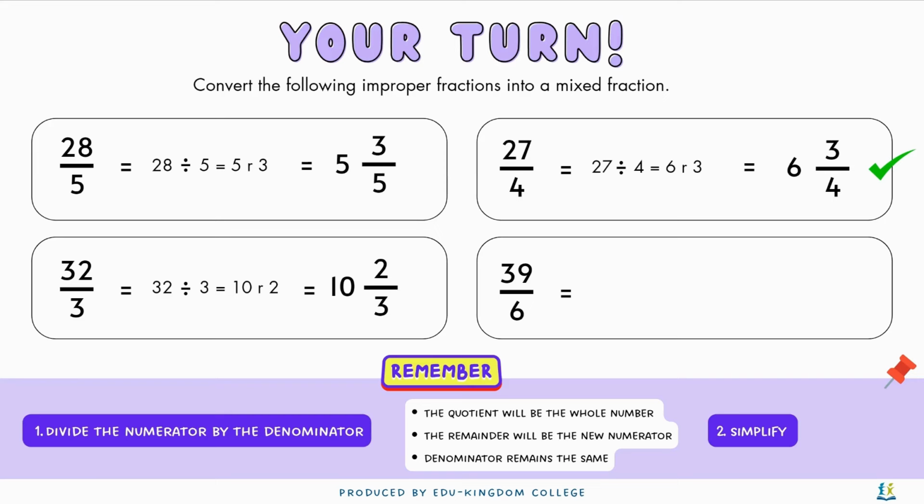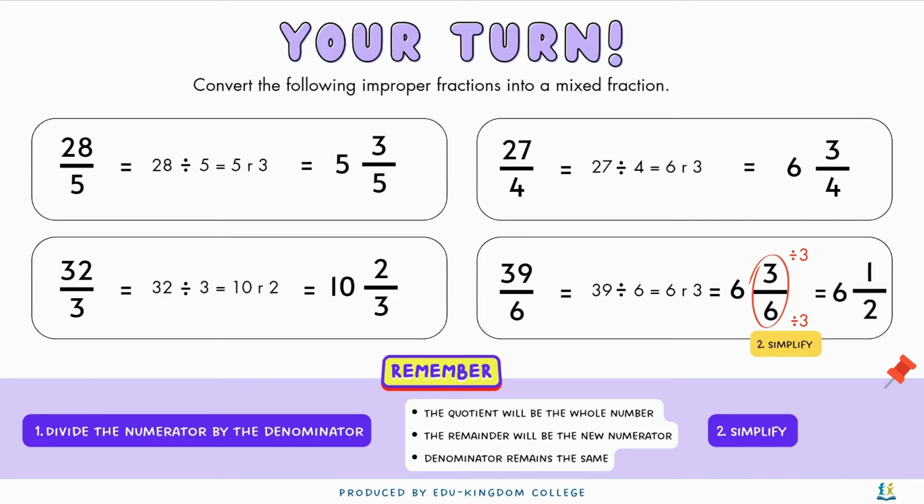We have 39 over 6. 39 divided by 6 gives 6, remainder 3, which gives us 6 and 3 over 6. Then we need to simplify, because 3 and 6 can be simplified, which gives us a half. So the answer is going to be 6 and a half.